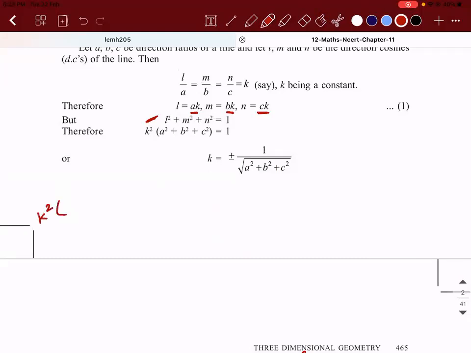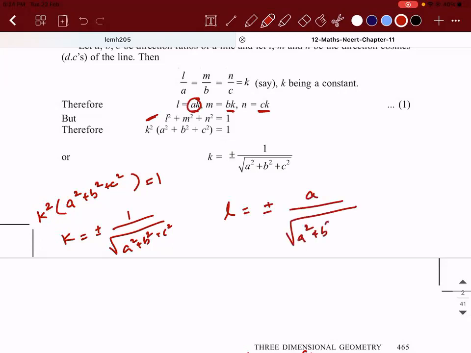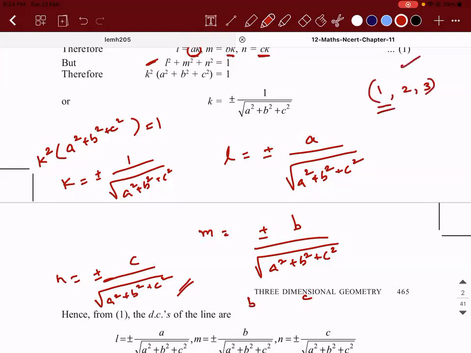Then I can say K square into L square plus M square plus N square is equal to 1. Sorry, I made a mistake. K square into A square plus B square plus C square is equal to 1. Or I can say K is plus or minus 1 divided by root of A square plus B square plus C square. Then L will be equal to plus or minus A into K, that is A divided by root of A square plus B square plus C square. M will be equal to plus or minus B divided by root of A square plus B square plus C square. And N will be equal to plus or minus C divided by root of A square plus B square plus C square. Means, if the direction ratios are given to you, then they ask you to write the corresponding direction cosines, then this is the formula that you're supposed to use.